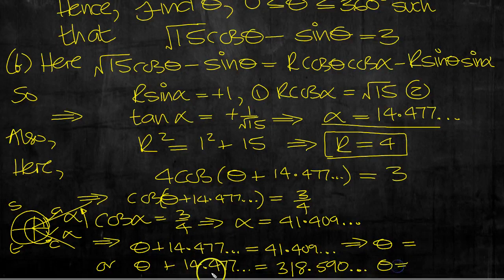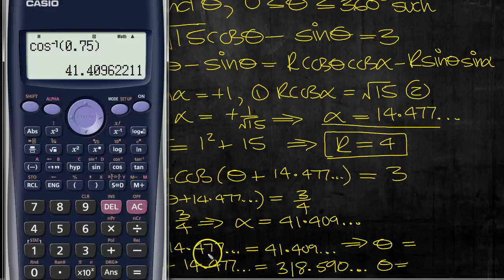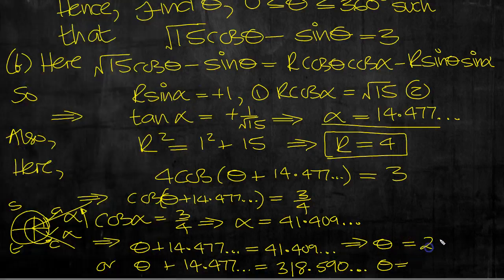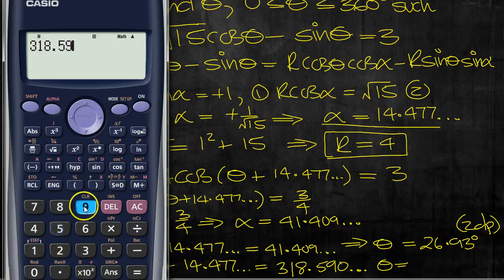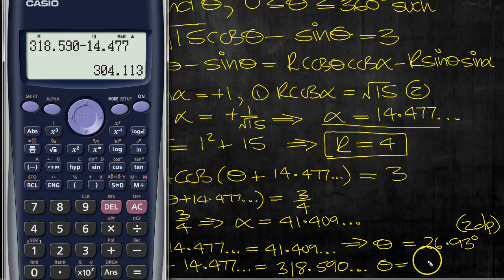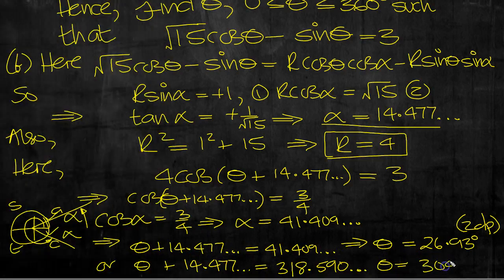So theta is equal to then, so it's going to be 41.409, which is in the calculator, minus 14.477, which is 26.93. 26.93, and that's now rounded to 2dp. And the other one, 318.590 minus 14.477, 304.11, and there's to 2dp, 304.11, and they're both to 2dp. And there's our two solutions.